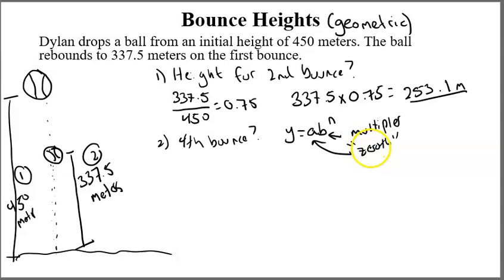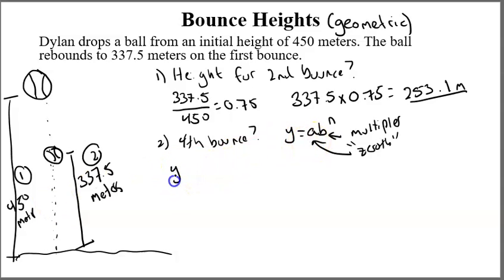So the zeroth term would be, well, what if the tennis ball was actually dropped from a higher height and this rebound height was 450 meters? How would I figure that out? To go from one term to the next, I multiply by 0.75. But to go backwards, I divide. So if I take 450 divided by 0.75, that'll give me 600. So the zero term would be 600. The ball would be dropped from way up here at 600 meters for it to have a first rebound height of 450. So A is this.